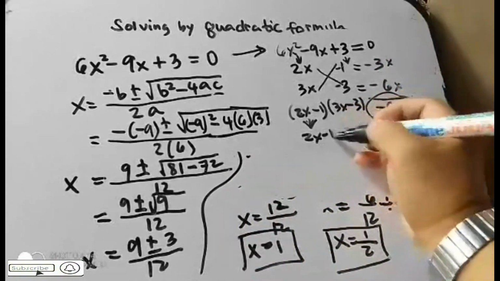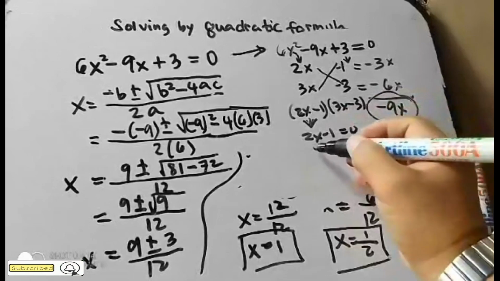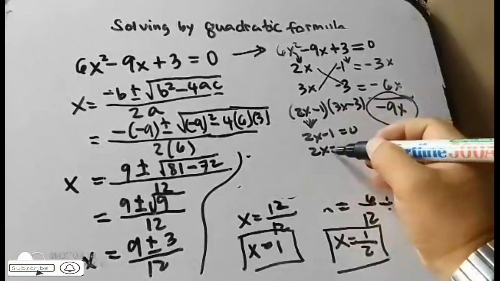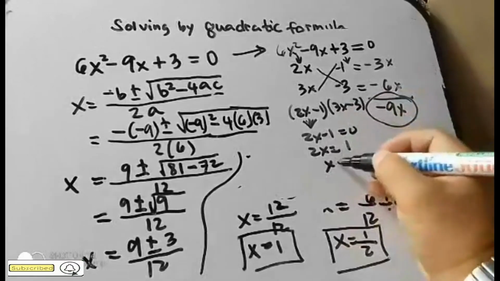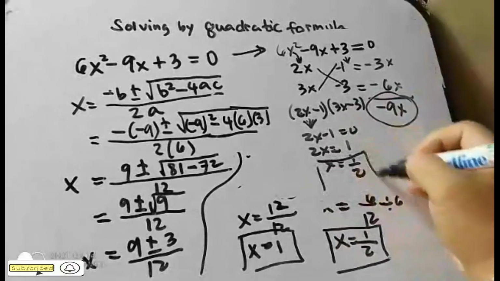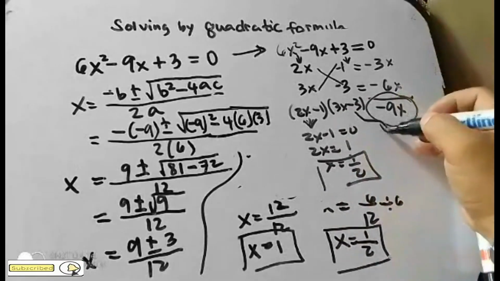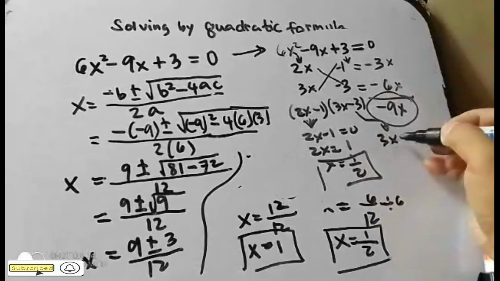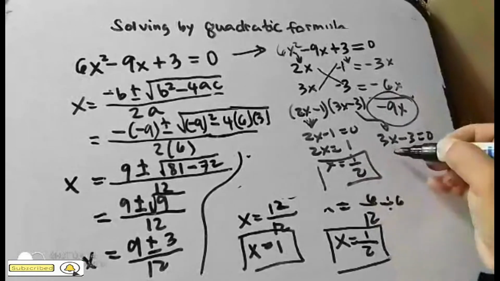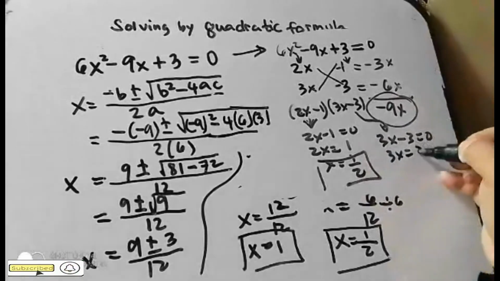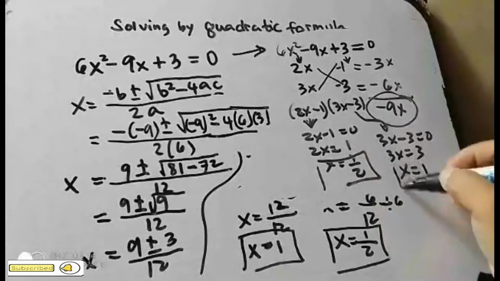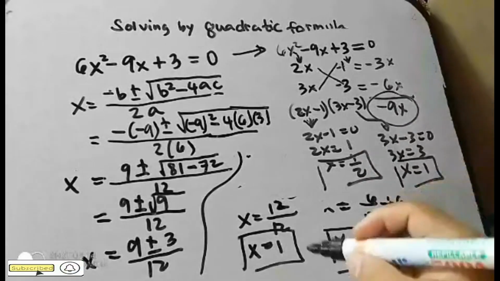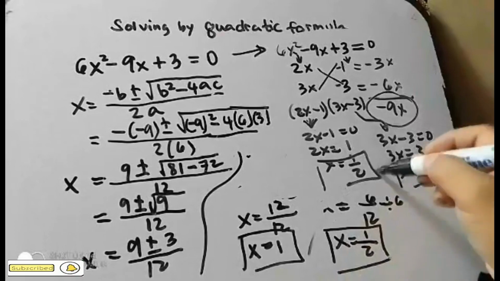2x minus 1 equals to 0. Then 2x, lipat si 1 ay 1. Then x equals to 1 over 2. Yung isa naman to, 3x minus 3 equals to 0. Then 3x equals to 3. Then x equals to 1. So, the same lang yung to, tsaka 1 half.